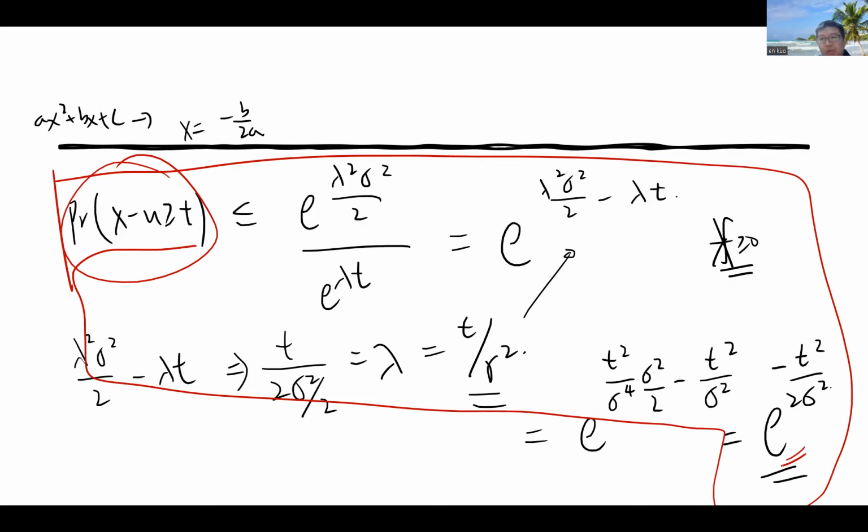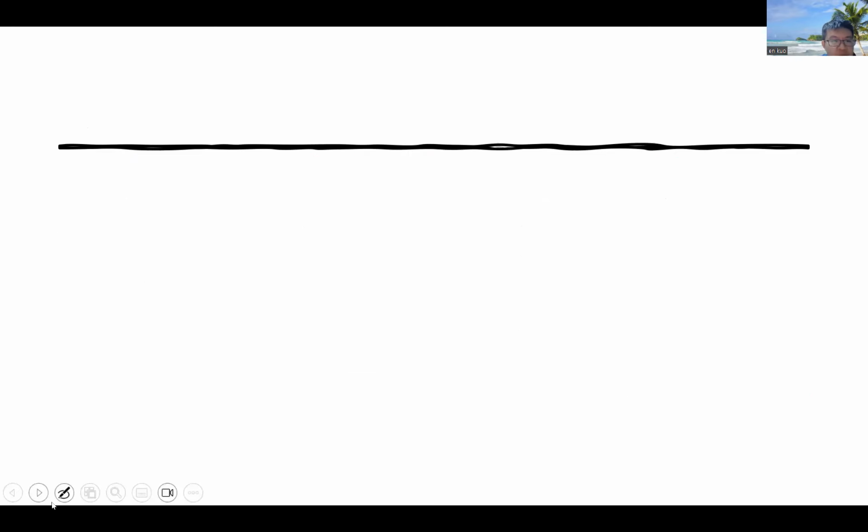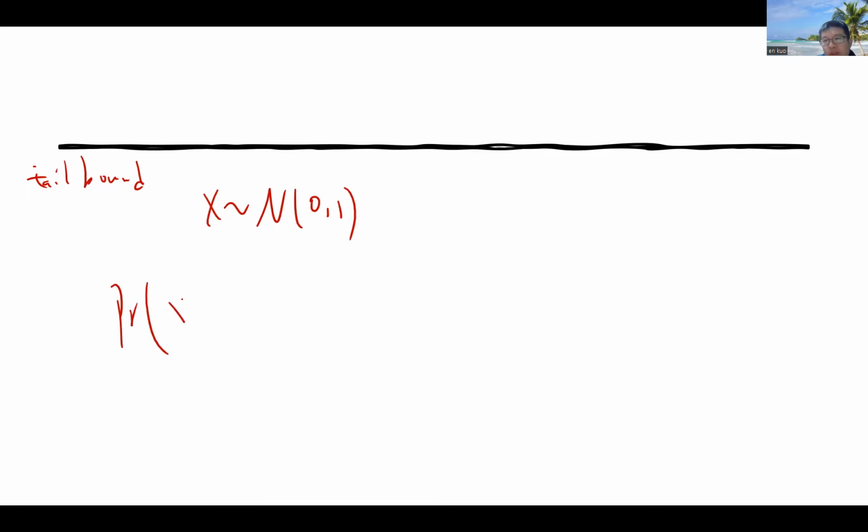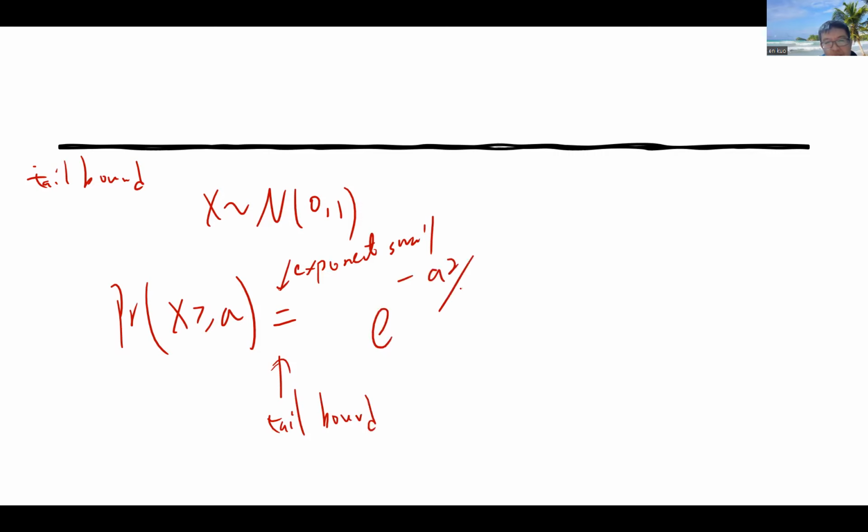But this is hard to remember, so how to remember it? Usually you will see the following result, which is called the tail bound. You can choose x to be the standard normal distribution, normalized so the variance is 1, and shift the mean to be 0. Usually you will hear about this result, which is exponentially small and is the famous tail bound: exponential of minus a squared divided by 2.